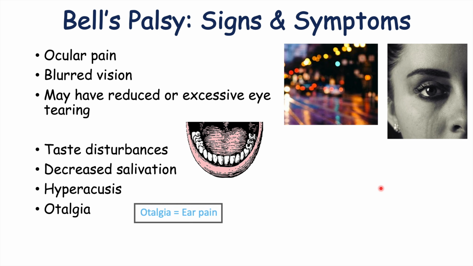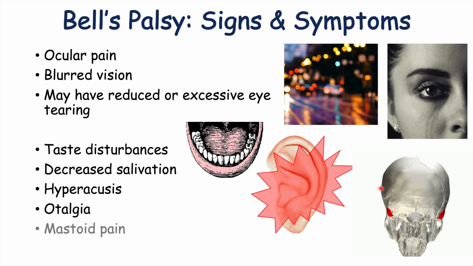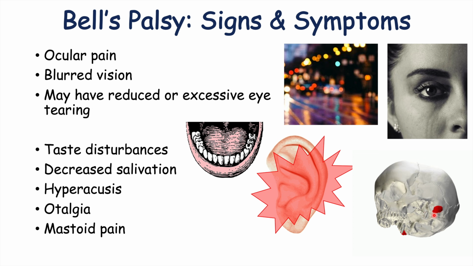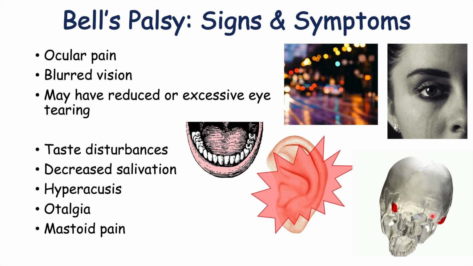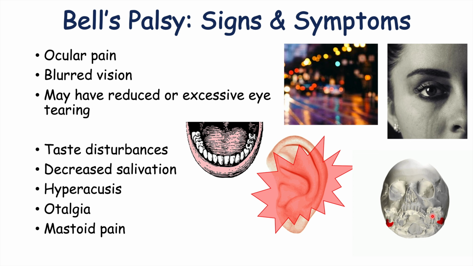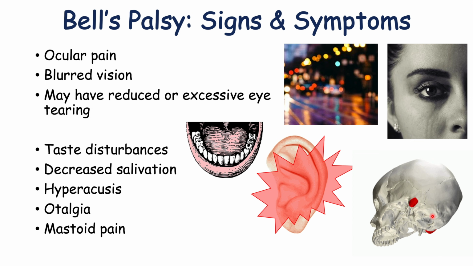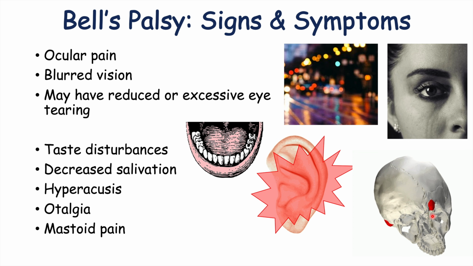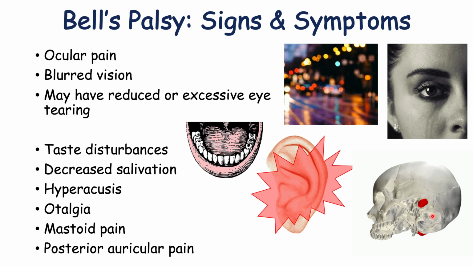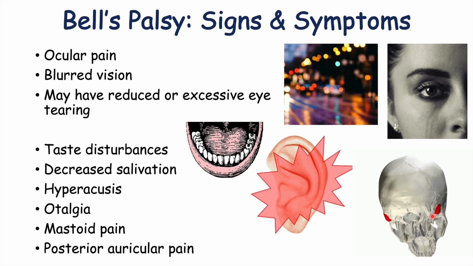Some patients may also have otalgia. And some patients may also have mastoid pain. So the mastoid is behind the ears, and that may be painful in some patients. Some patients may have this mastoid pain that occurs prior to the onset of the facial paralysis. So that is also something that may occur as well. And there can also be some other posterior auricular pain that may occur.